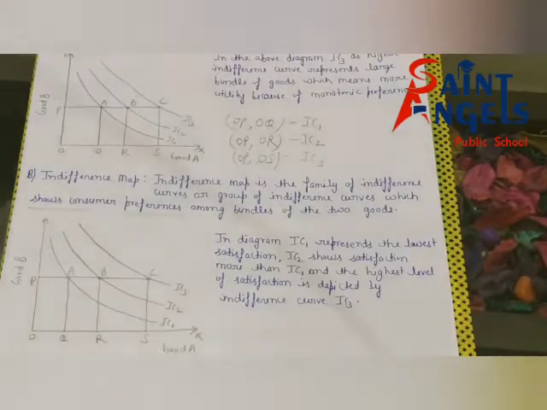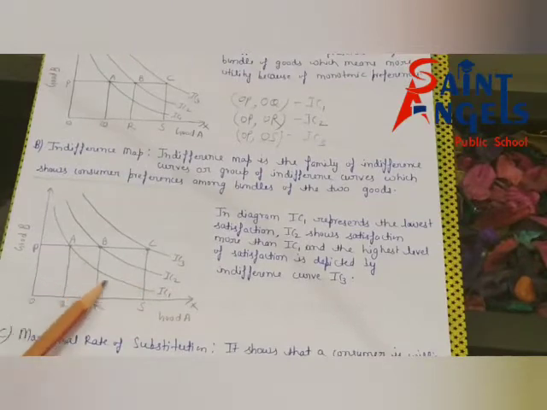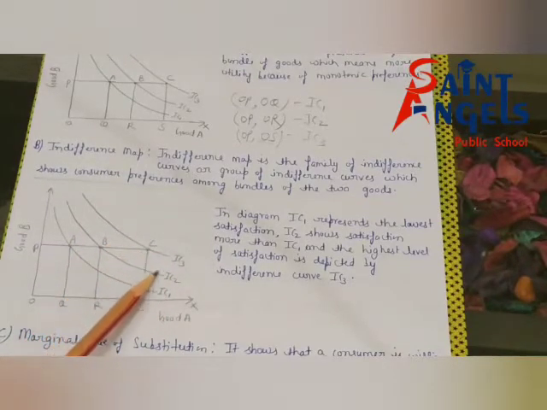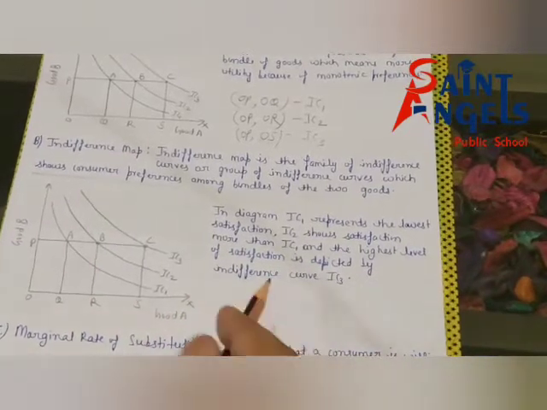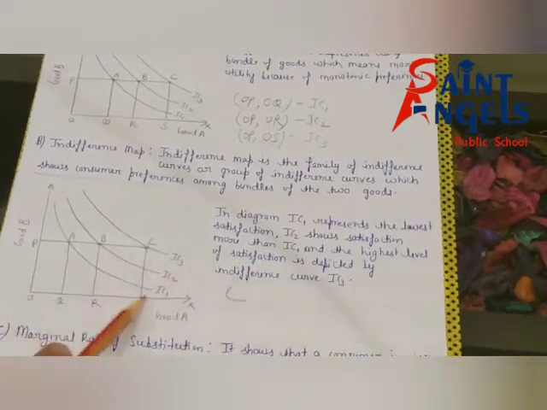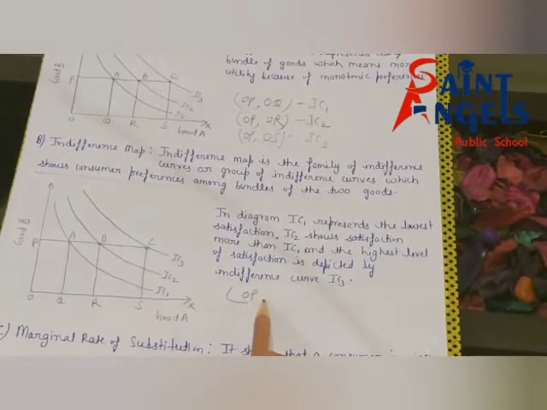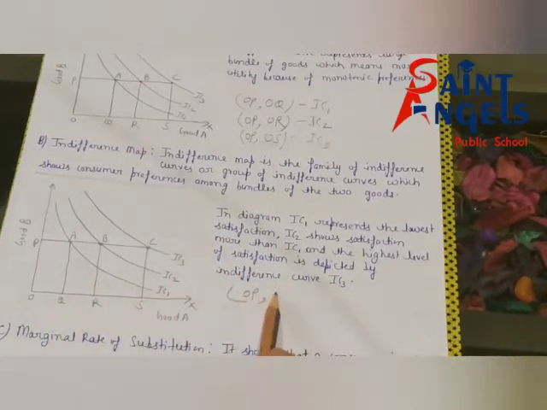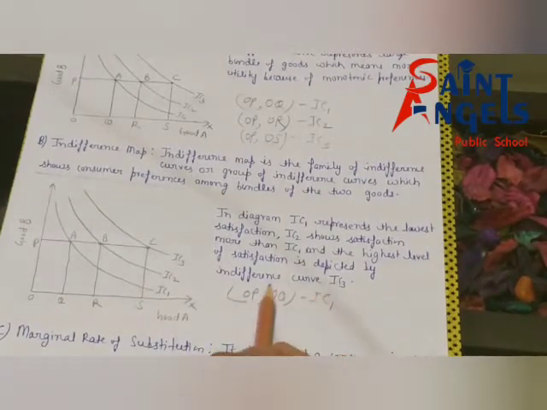See after this, you are aware from this diagram. This is the IC1, this is the IC2, and this is the IC3. Again, see, make combination here. According to IC1, consumer is consuming OP units of good B and OQ units of good A.